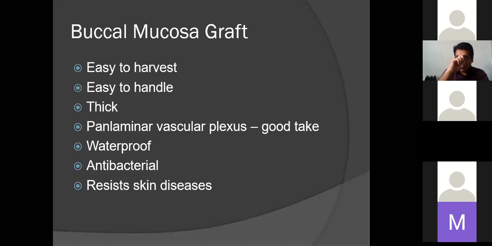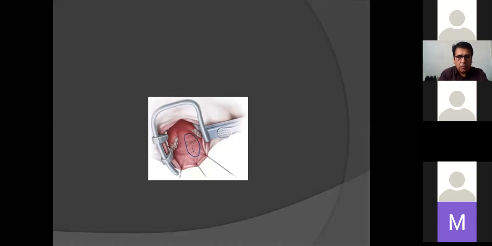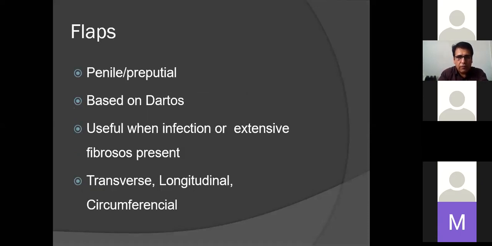Buccal mucosa grafts are usually taken for urethral strictures because they are easy to harvest, easy to handle, and they are thick, they take easily, and they are waterproof, and they have very good responses. This is one of the pictures where we take the buccal mucosal graft.